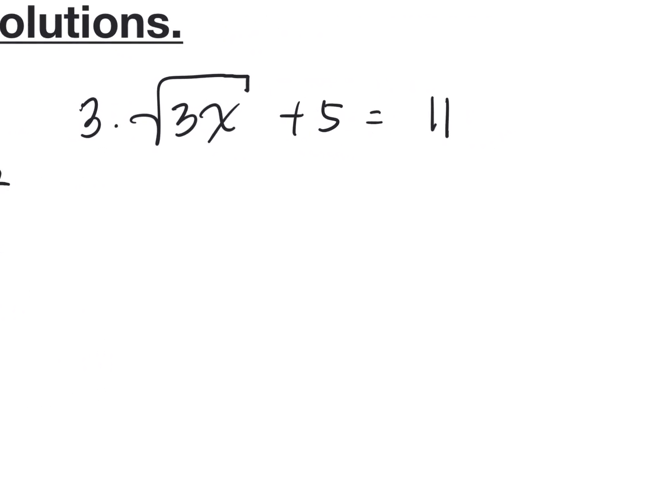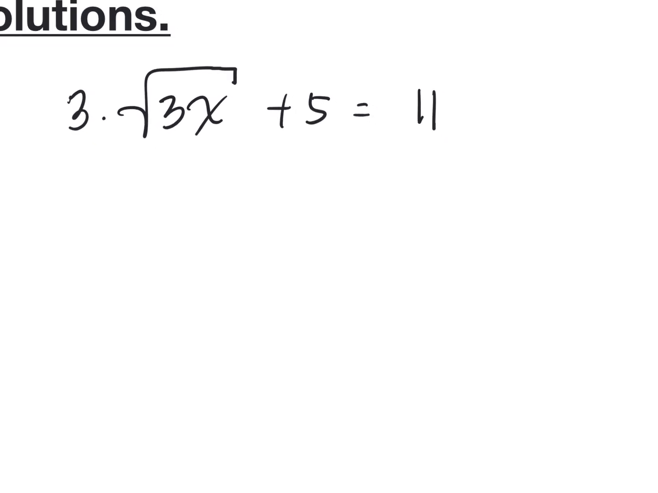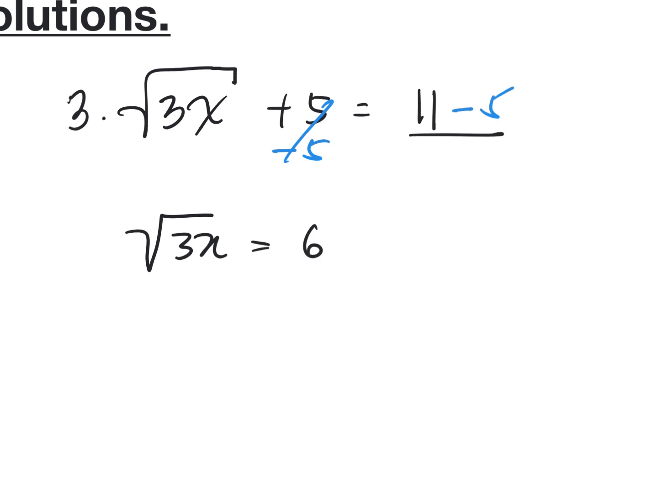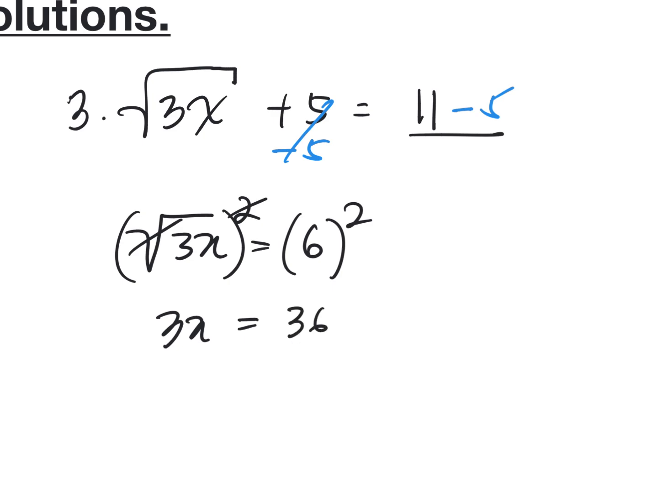Okay, number 3 in here. The very first thing I'm going to do with this is to subtract 5 on both sides. So what is left here is just the square root of 3x is equal to 11 minus 5, which is going to give you 6. Then I'm going to square both sides to get rid of the square root. 3x is equal to 36. Now dividing by 3, 36 divided by 3 is going to give you 12.